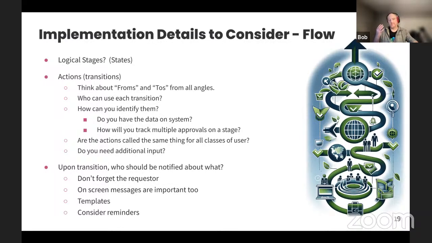And you're going to want to be thinking about these transitions as actions from the user's point of view. And this is the time to think about what those actions will be called. If I'm the user taking this action, what is it going to make sense for that button to say that allows me to take that action? And this is the time to think about whether that button is going to be the same for every class of user that's able to use this transition.